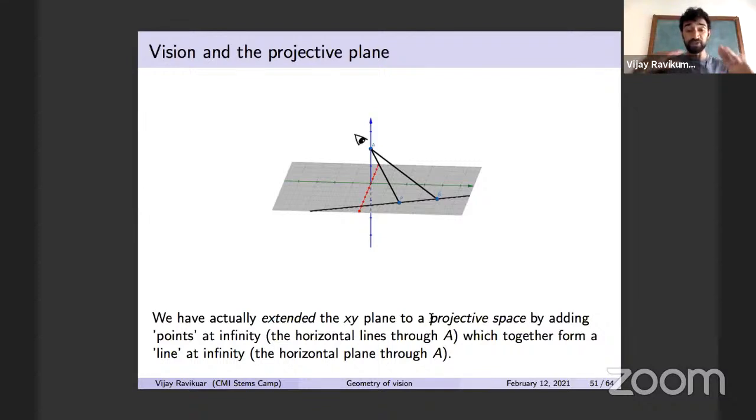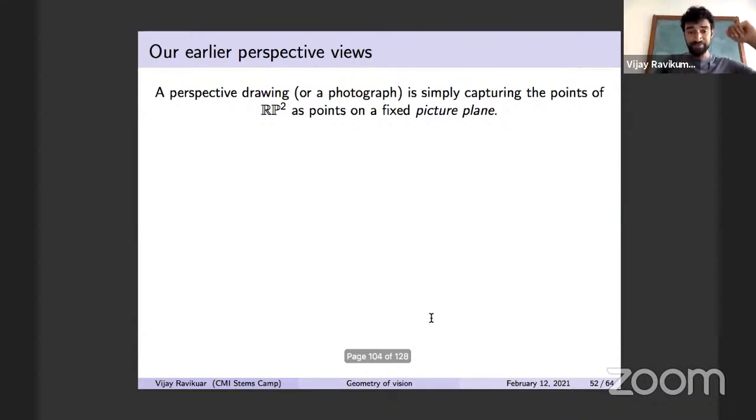So there's still lines through A which don't hit the floor, and those are precisely the horizontal lines through A, which are points at infinity, and together they form a line at infinity, which is that horizontal plane through A. So really a perspective drawing or a photograph is simply a way of capturing the points of RP2 as points on a fixed picture plane.